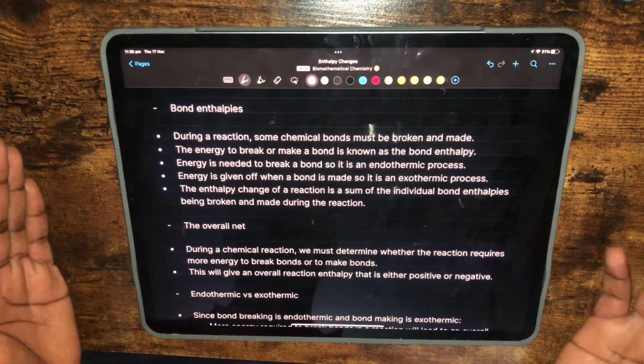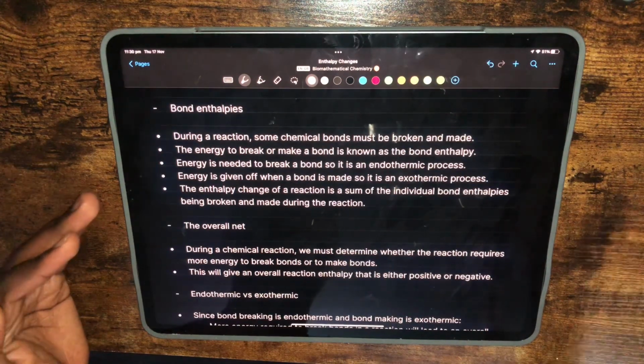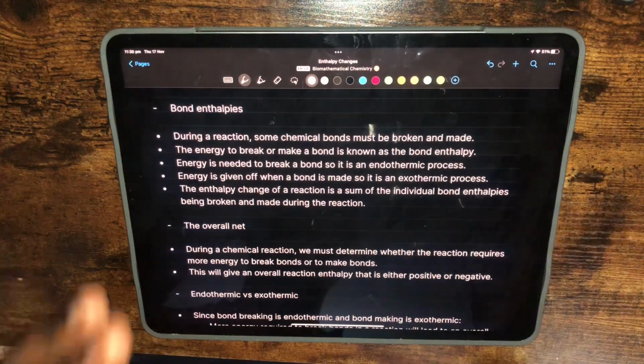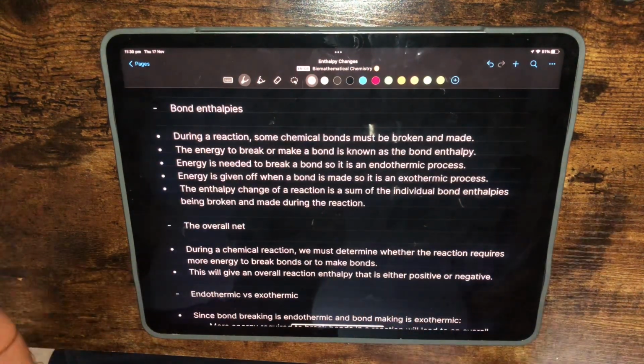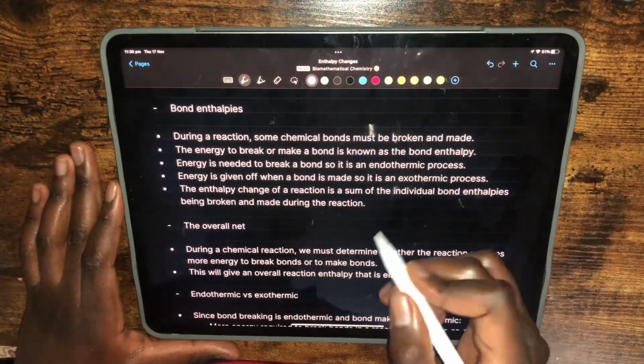So when you're doing this reaction, if you do an exam, they'll give you a table of the bond enthalpy of a certain bond, and you need to just know, right, if it's like methane, right?